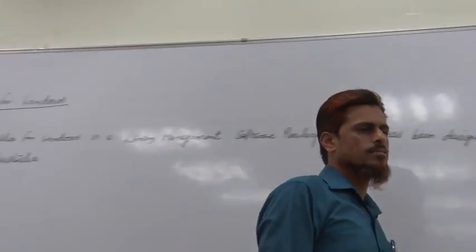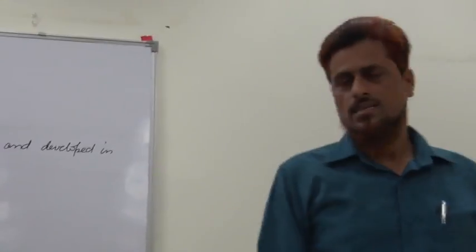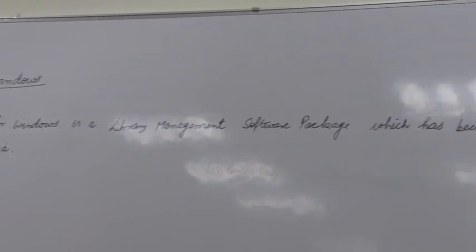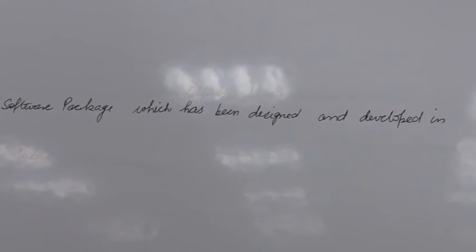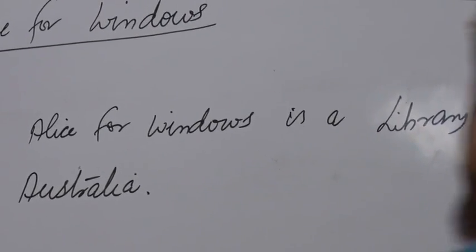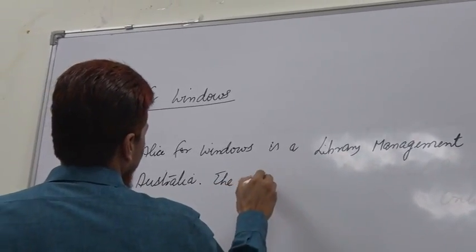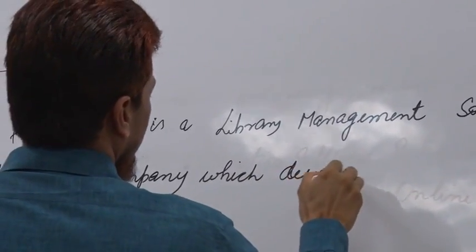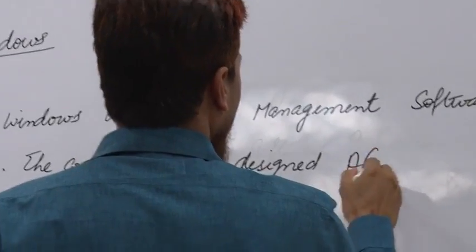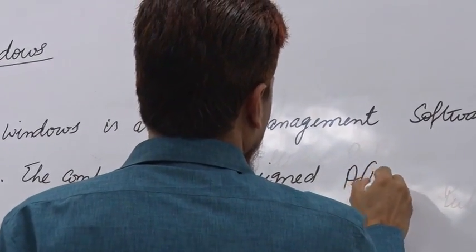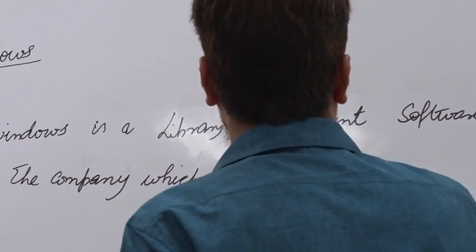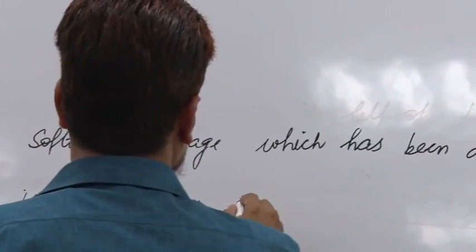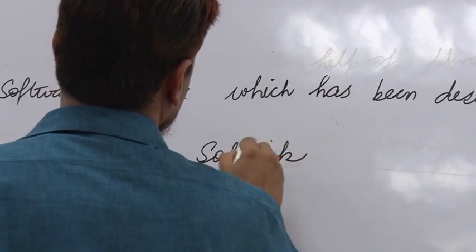In Australia, there is a very famous city, Brisbane. Basically, Alice for Windows has been designed by a company known as Softlink. The company which designed Alice for Windows, now I am writing its acronym AFW, the company which designed AFW is known as Softlink.